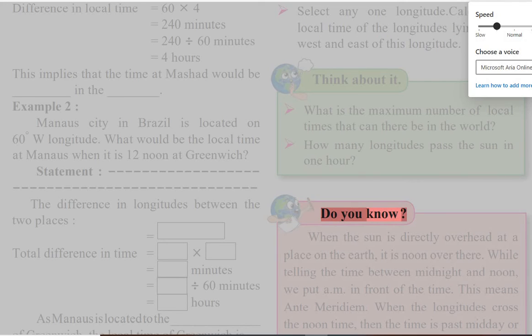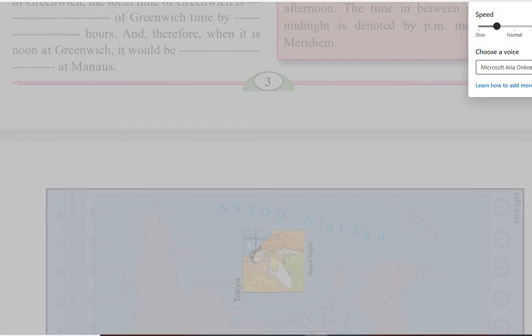Do you know? When the sun is directly overhead at a place on the earth, it is noon over there. While telling the time between midnight and noon, we put AM in front of the time. This means ante meridiem. When the longitudes cross the noon time, then the time is past midday or afternoon. The time in between noon and midnight is denoted by PM, meaning post meridiem.